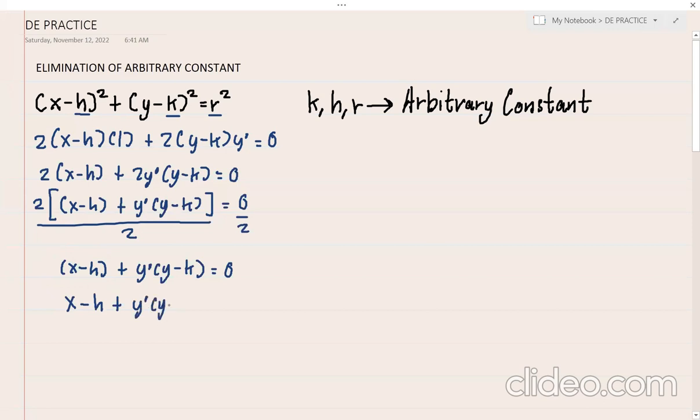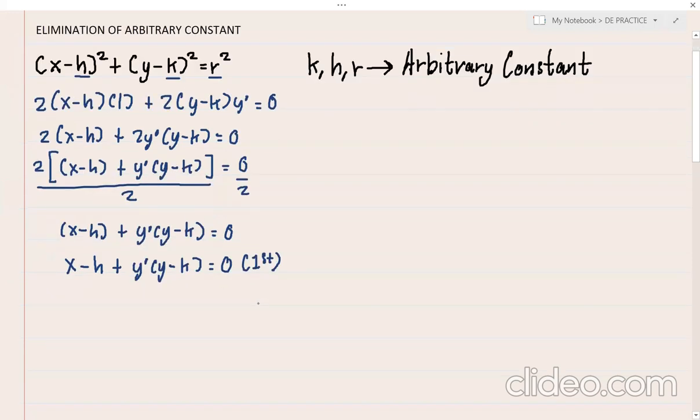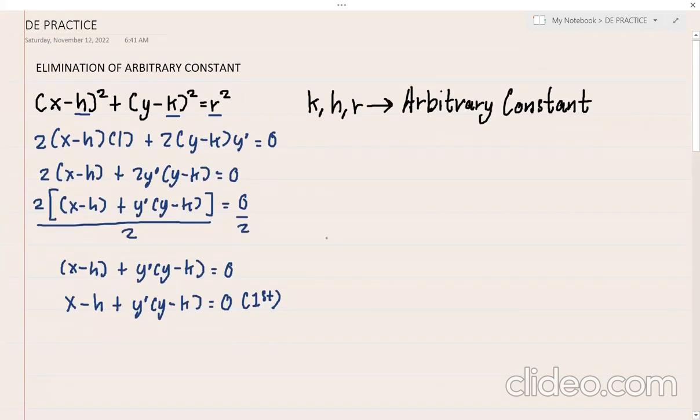That's it. So what to do? Okay, so that will be your first derivative. Okay? So, let's get now the second derivative. So, let's go to the right side of the space. Let's copy our first derivative first so we don't get confused.